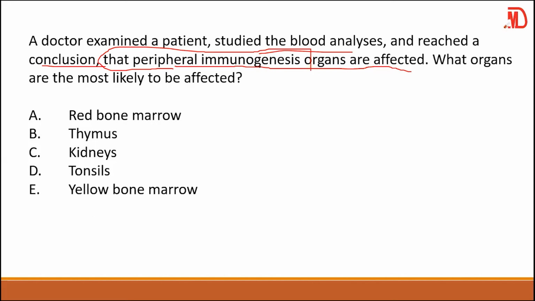So please, what is your answer here? Who can tell me? Tonsils. Tonsils, as simple as A, B, C, D. So your answer is D. But if they say, what is the primary organ of the immune system? You're either going for red bone marrow or the thymus. As simple as A, B, C, D.